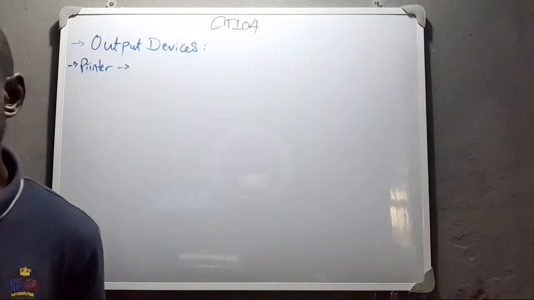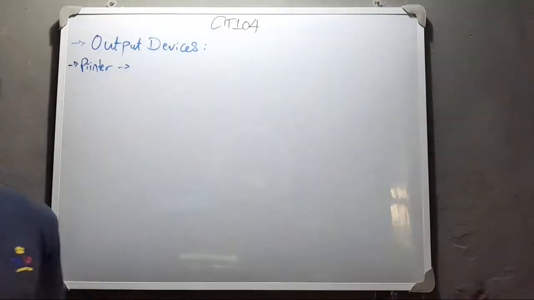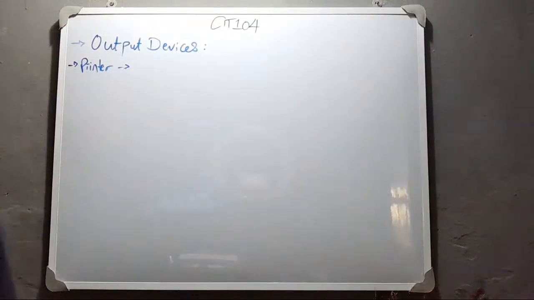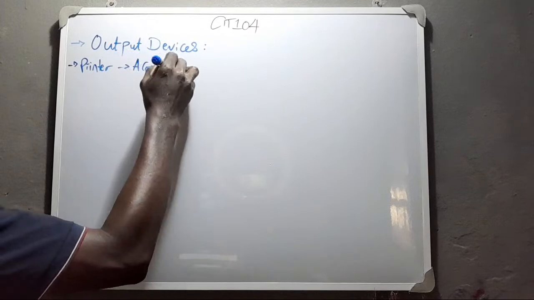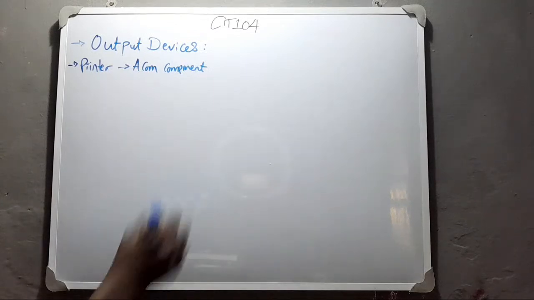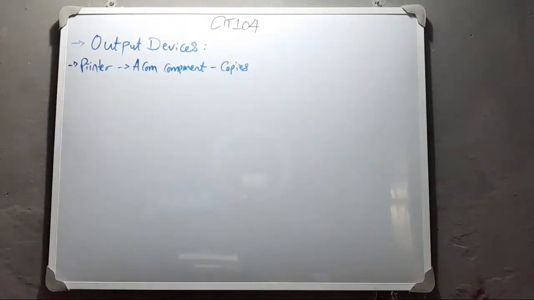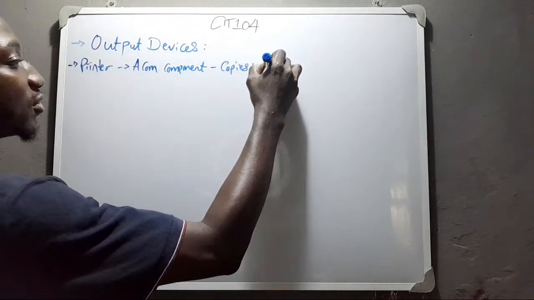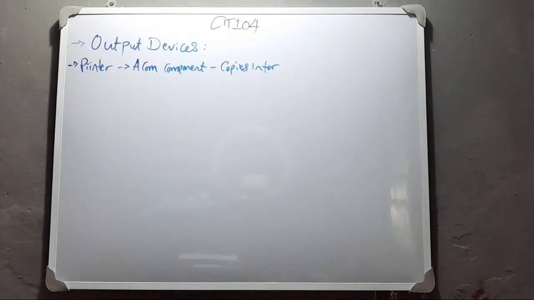A printer is a computer component that lets the computer user create copies of the information stored in the computer on paper. It says here that it's a computer component, yes. And what does it do? It helps us create copies of information stored in the computer on paper.